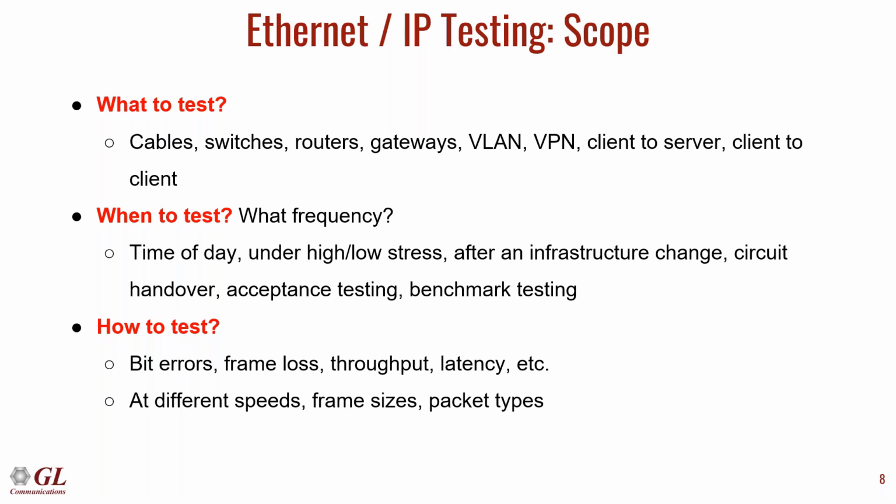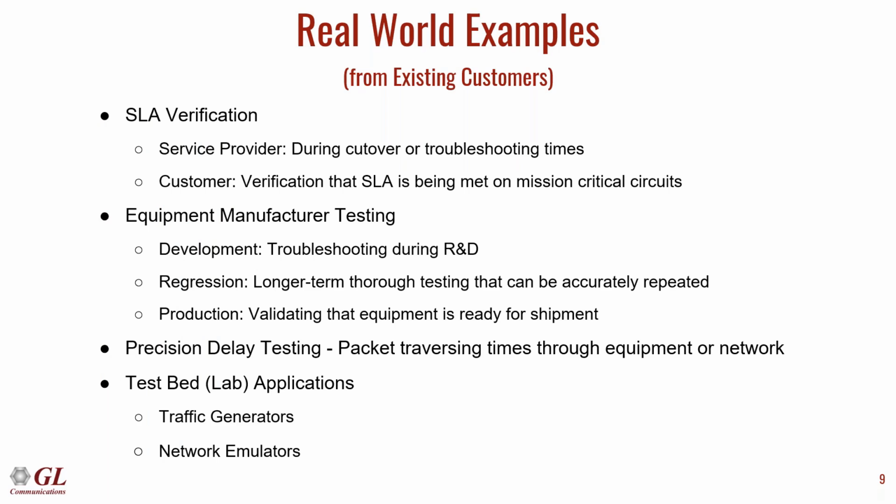So let's look at some real-world examples. We have a lot of different existing customers, and they wish to do different things when it comes to Ethernet and IP testing. The first one, SLA verification. SLA stands for Service Level Agreement. When a service provider gives you some sort of dedicated connection, maybe between branch A and branch B of a company, they will give you certain guarantees on performance, maybe certain committed information rates, or availability. The service provider wants to make sure that what they're guaranteeing is actually being met. Also, the customer wants to verify that these service level agreements are being honored. So service level agreements are a big thing that we've dealt with in the past.